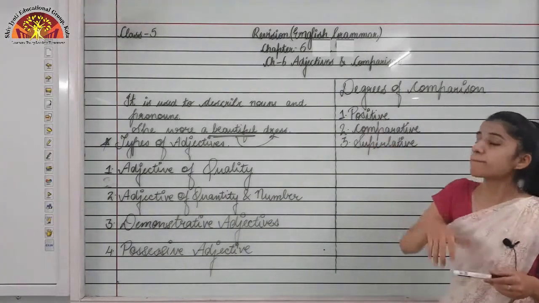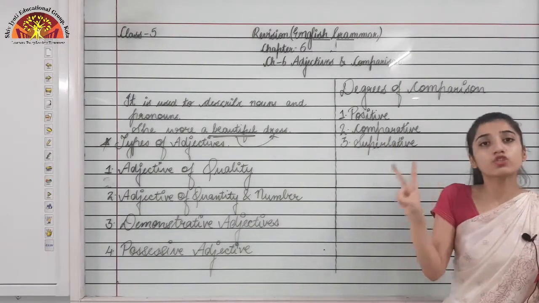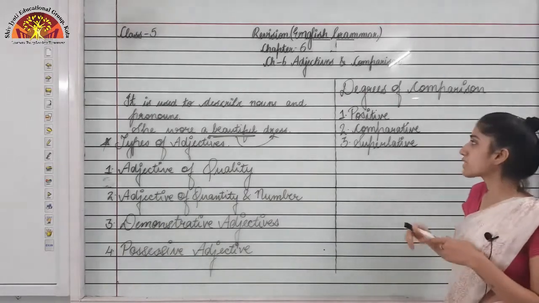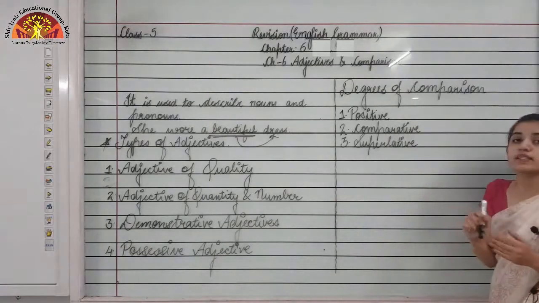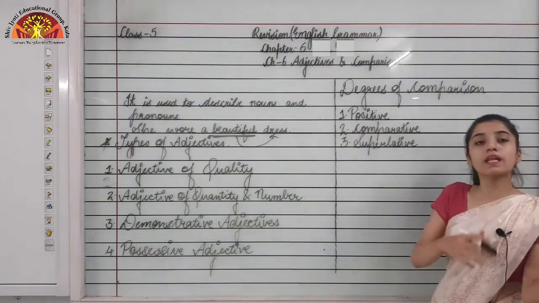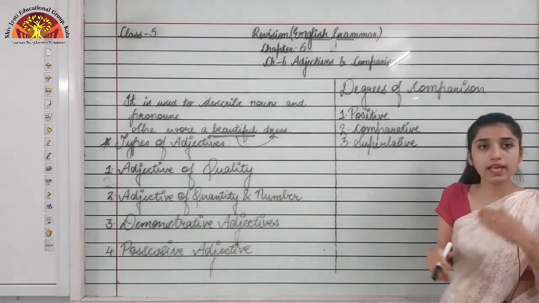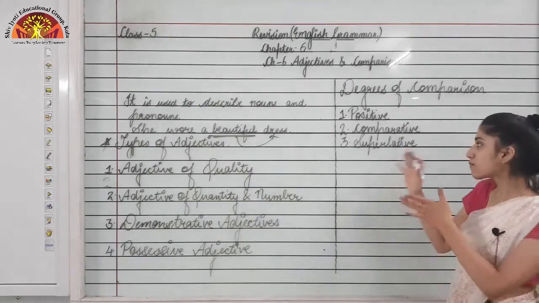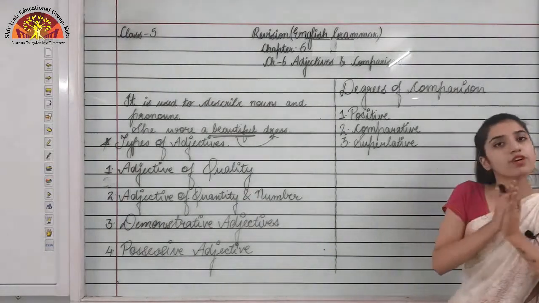The second is comparative degree. So comparative degree shows comparison between 2 things. When we are comparing between 2 things, the degree of adjective used would be comparative degree. Now moving to the third one, that is superlative degree. Superlative degree shows comparison between more than 2 things. When we are comparing more than 2 things, the degree of an adjective used would be superlative degree.